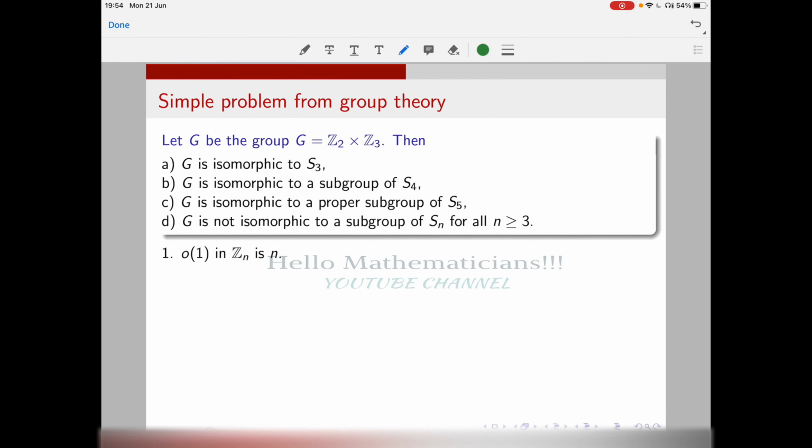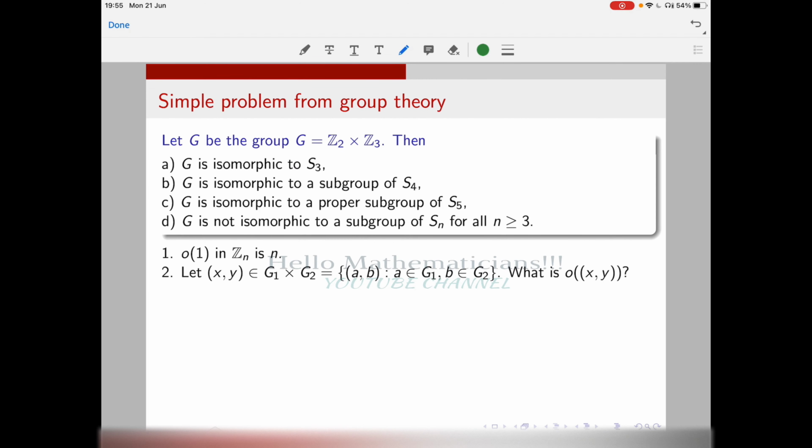Okay, let's continue. We observe that the order of the element 1 in any cyclic group Zn is n. Why? Because if you take an element k, then its order is n by GCD of k comma n. If you substitute 1, the order of 1 will be n by GCD of 1 comma n. GCD of 1 comma n will be 1. So we get n by 1, equal to n. Therefore the order of the element 1 is n, and therefore 1 is a generator of Zn.